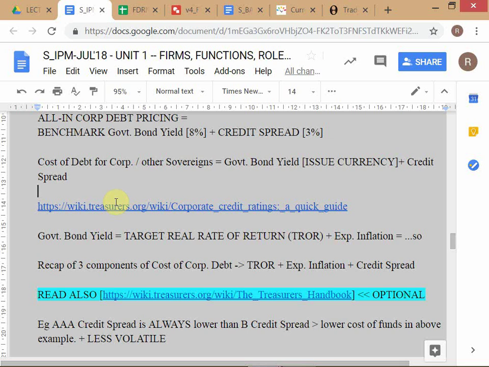Have you heard of the difference between real rates and nominal rates? Yes, sir. You've heard of the Fisher equation and all that? Yes, sir. You've done all that? Yes, sir. In which subject did you do it? In economics? Okay. So, the real rate and nominal rate.